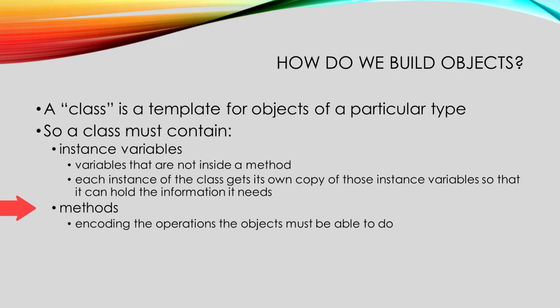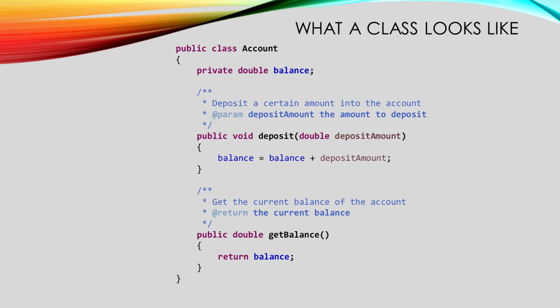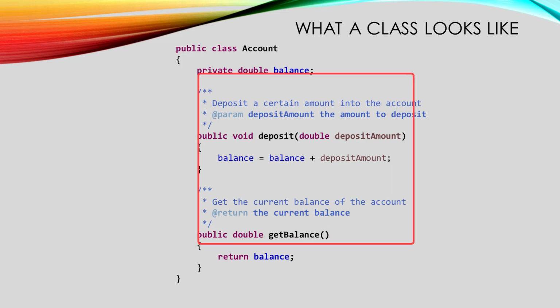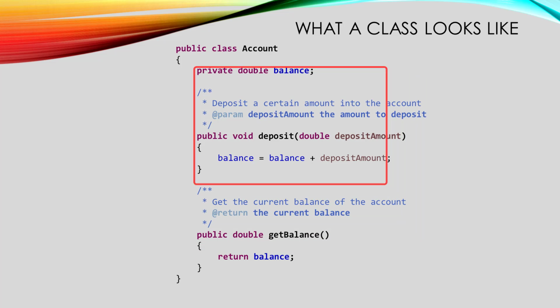The other thing we're worried about is what an object of that type needs to be able to do. We code those actions in methods. Here is an example for a simple bank account class. Notice these things. The class is named account. This is the name of the type we are creating. The code inside the class is a template for making account objects.